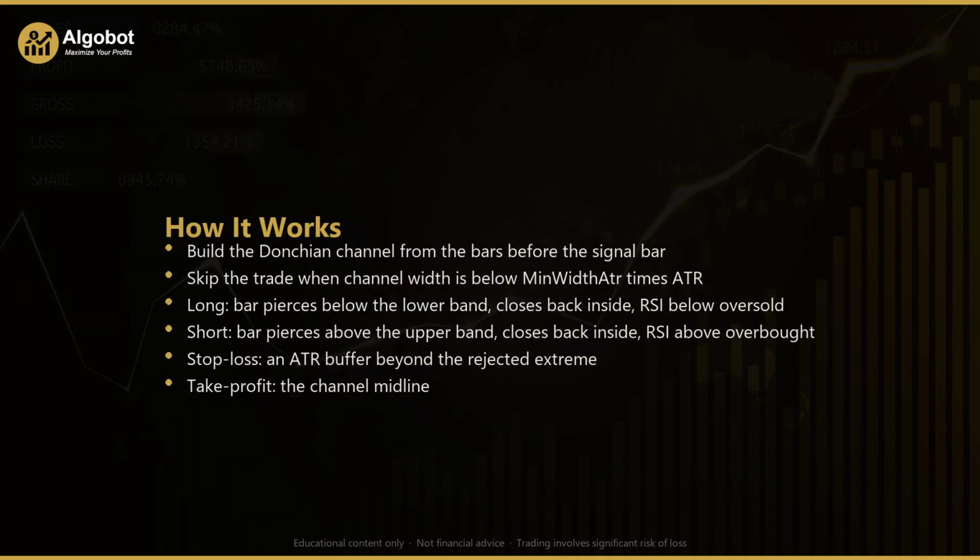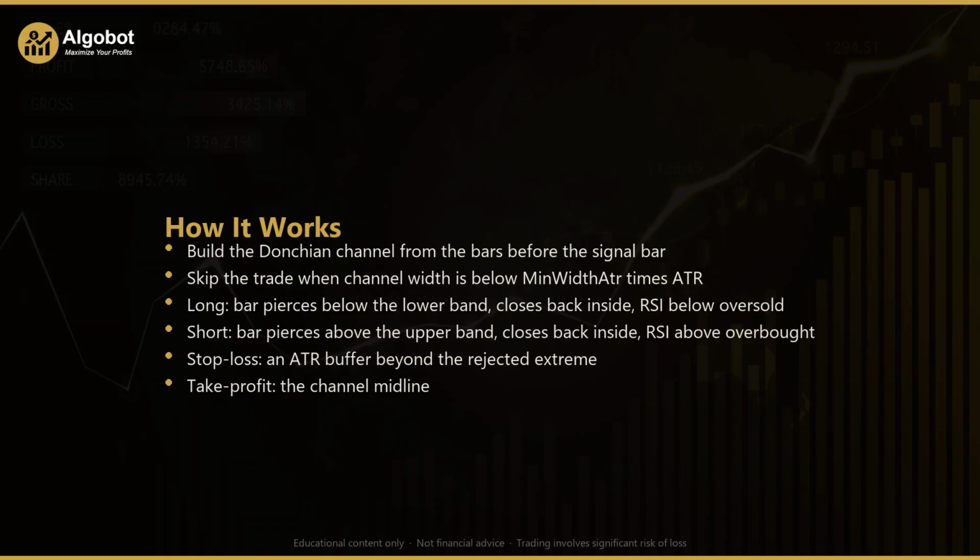Let's walk through the exact logic step by step. The strategy works on completed bars, so it only evaluates once each new bar closes. When a fresh bar closes, it becomes what the code calls the signal bar. First, the strategy builds the Donchian channel. Importantly, it measures the highest high and lowest low from the bars just before the signal bar, not including the signal bar itself. That matters, because it means the signal bar's own spike outside the channel doesn't move the band it's being compared against. From that upper and lower band, the midline is simply the halfway point between them.